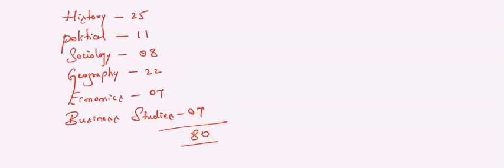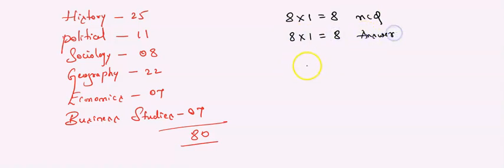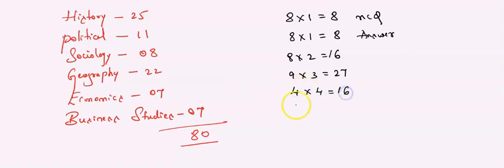Got it? Your exam pattern: you will get 8 questions, each carrying 1 mark, total 8 marks, that is multiple choice questions. Again 8 questions, each carrying 1 mark, total 8, answer the following. Then 8 questions carrying 2 marks each, that is 16. 9 questions, each carrying 3 marks, total 27 marks. 4 questions, each carrying 4 marks, that is 16. And 1 question on the map, which carries 5 marks.